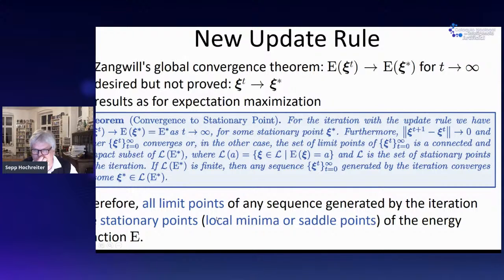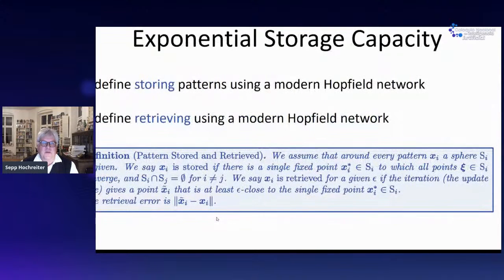Therefore, this update rule really makes sense. We can show it goes to a minimum, except there would be a saddle point, but we never encountered one until now. Now to the storage capacity. A problem is that with a binary Hopfield network, we know what retrieving means, but for a continuous form of Hopfield network, we first have to define what we really mean with storing, what we really mean with retrieving.